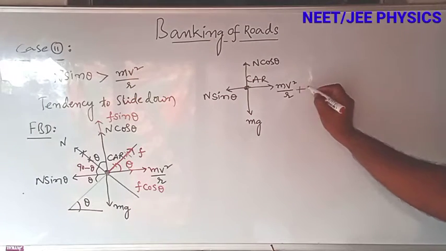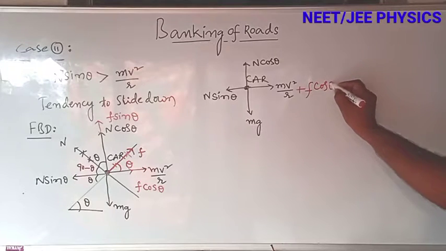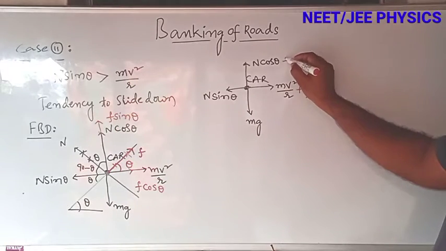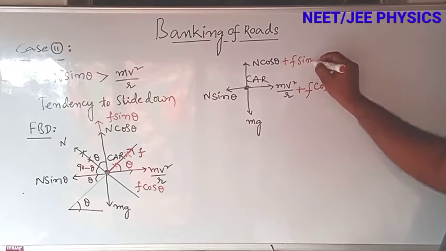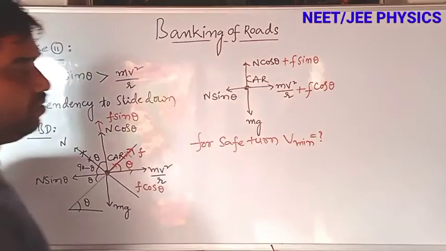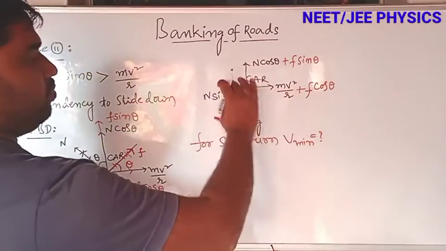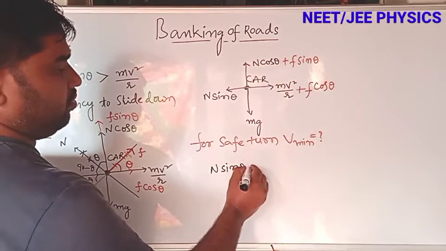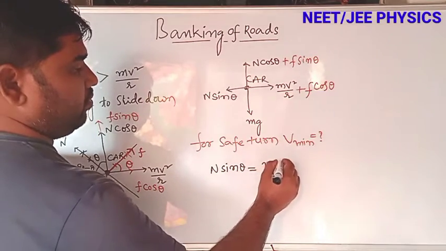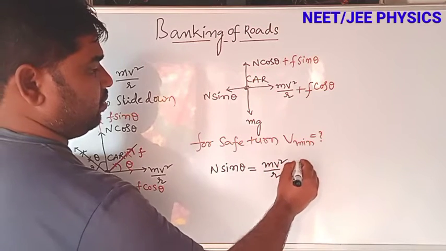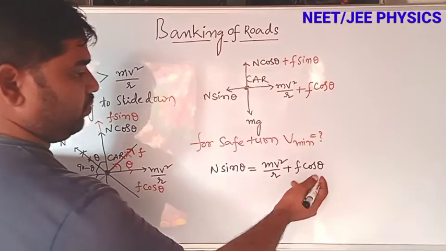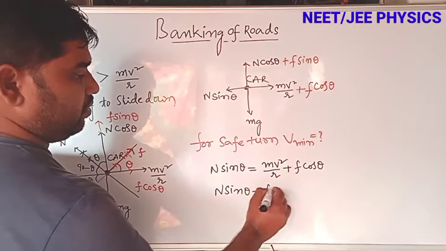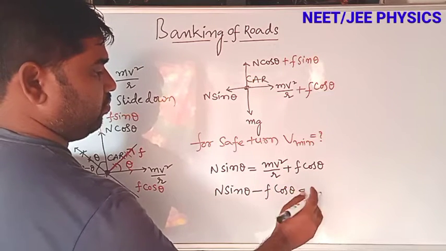Now see this diagram. Additionally we are adding F cos theta in this direction, and in the upward direction additionally we are adding F sin theta. For a safe turn, all forces must be equal and opposite. N sin theta equals mv square by r plus F cos theta. Moving this term to this side, N sin theta minus F cos theta equals mv square by r.